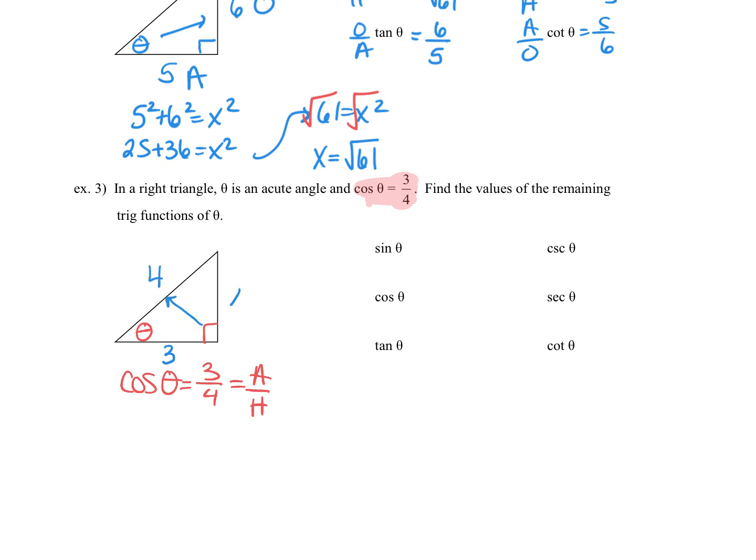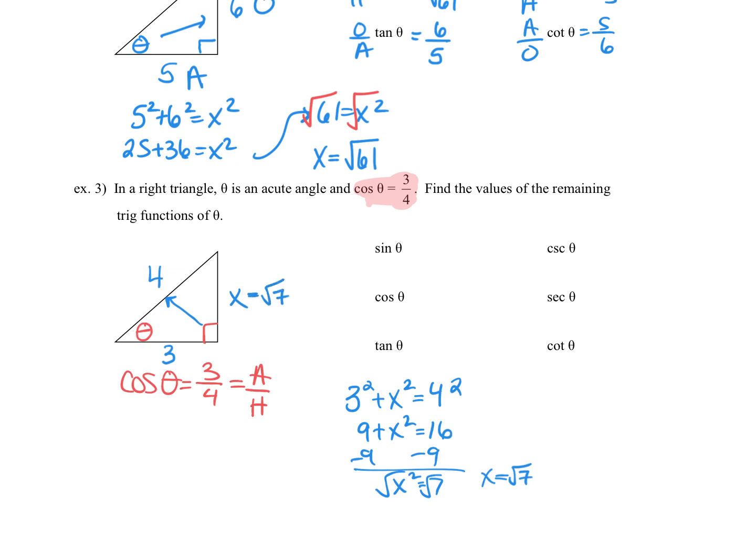So that means the side that I'm missing is my opposite. So I would need to do my Pythagorean theorem to find that missing side. So I have 9 plus x squared equals 16, minus my 9, x squared equals 7. 7 does not square root, so my missing side is just square root of 7.